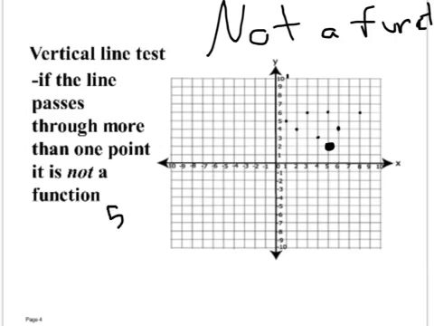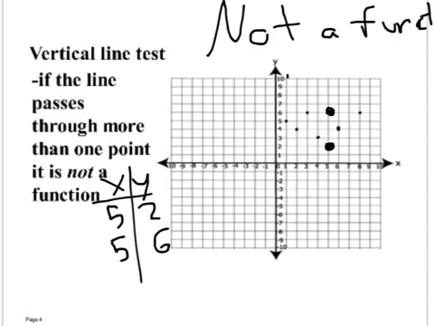5, 2. What are the coordinates here? 5, 6. How many times is 5 paired with a range? Twice. It's paired with 2. It's also paired with 6, isn't it? Does that pass our definition of function or fail it? It fails it. So what we do is we can just draw a vertical line to test it.